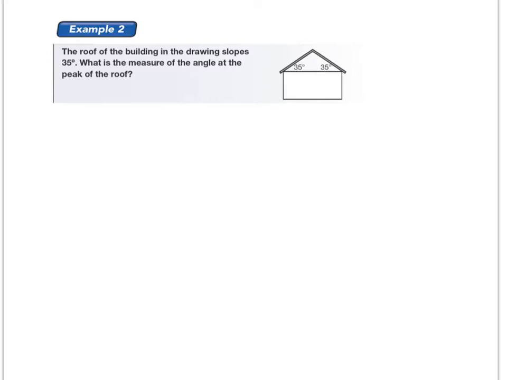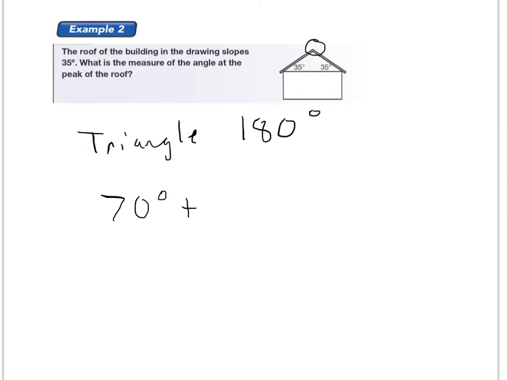Roof of the building in the drawing slopes 35 degrees. What is the measure of the angle at the peak of the roof? Okay, so they're asking for the measure of this angle at the peak of the roof right here. Well, you should know coming into this class that all triangles have 180 degrees in them. So if I know this one's 35 and this one's 35, I know I've used up 70 degrees so far. And I want to know how many more degrees I can add before I get to 180.